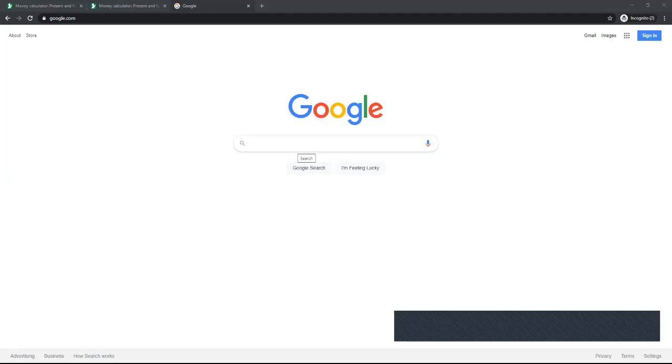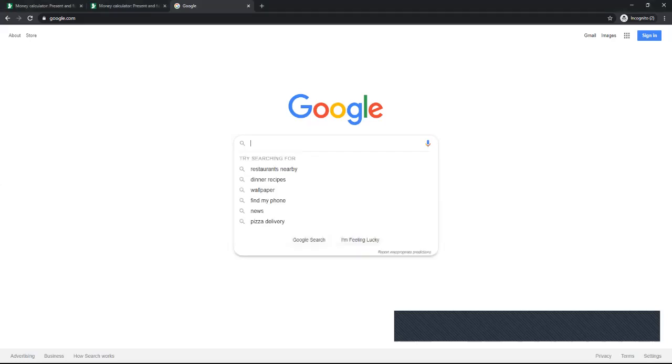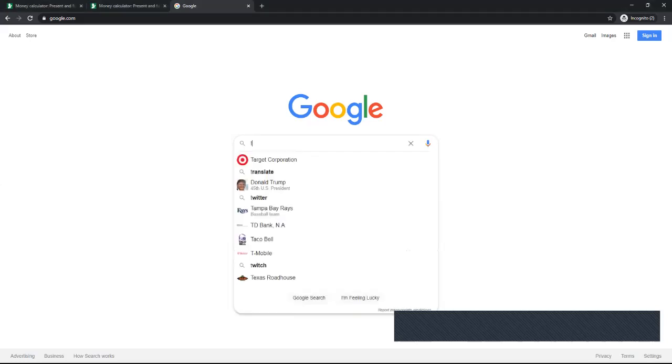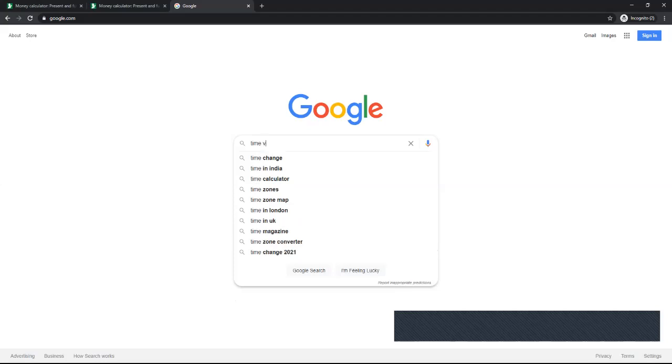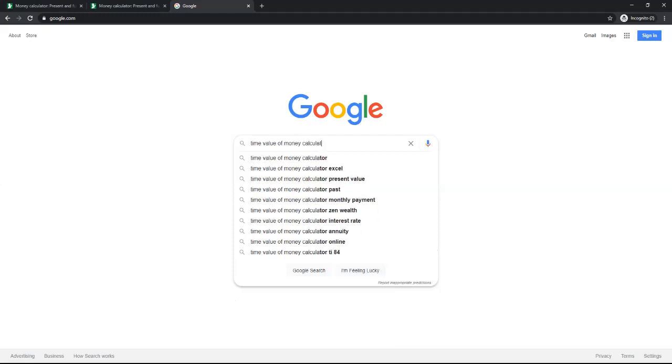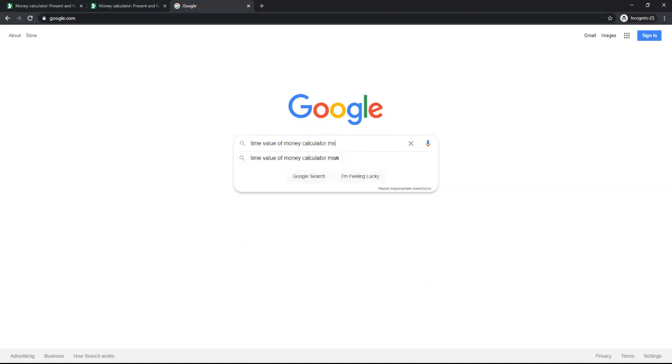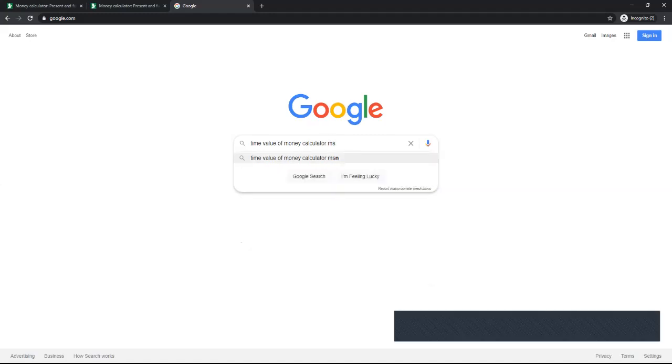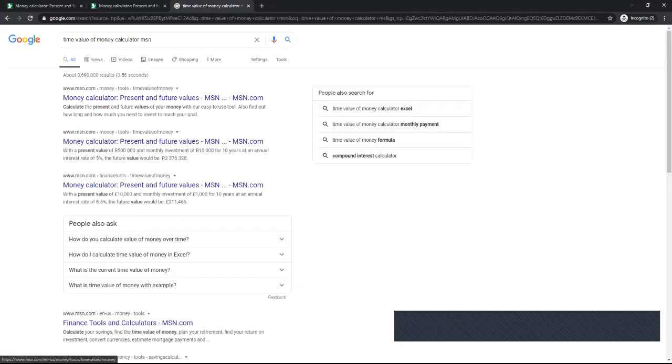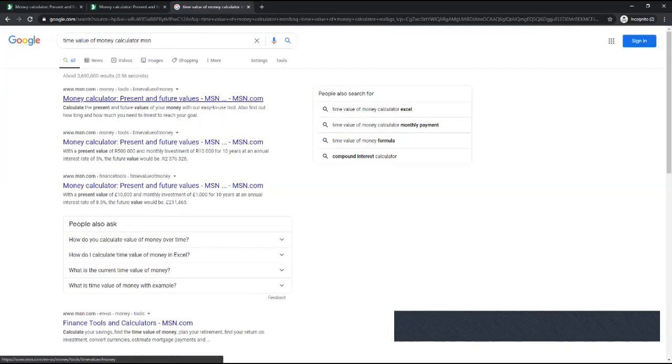And today I'm going to talk about how to use the time value of money calculator on MSN. So first thing we do is let's go to Google. So it's the time value of money, MSN. All right, and that would be the first one here.